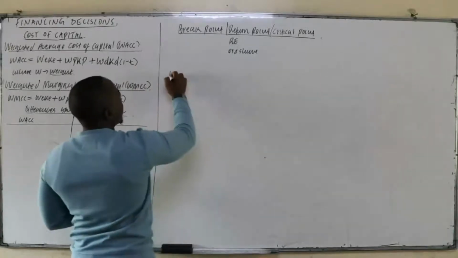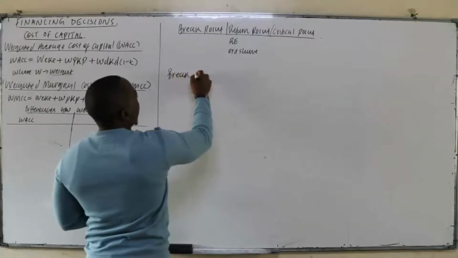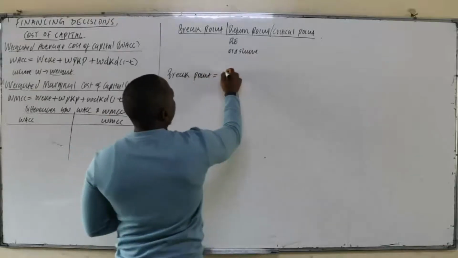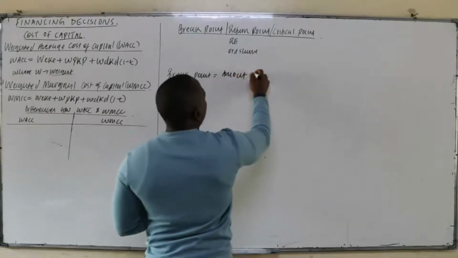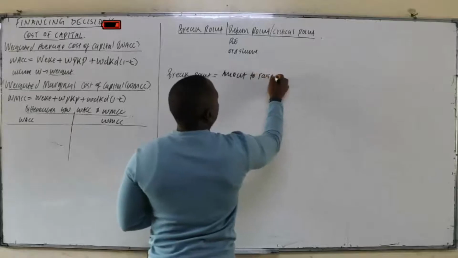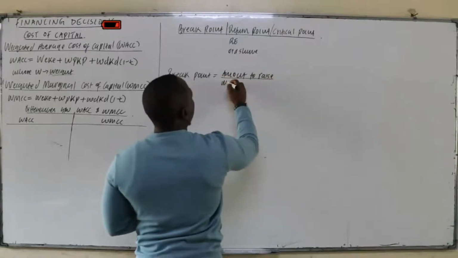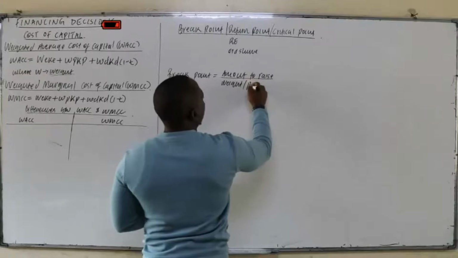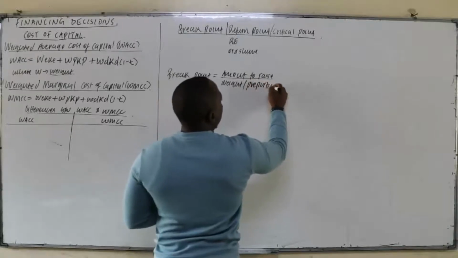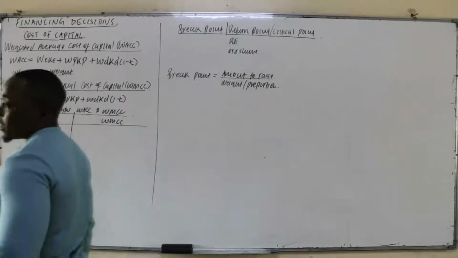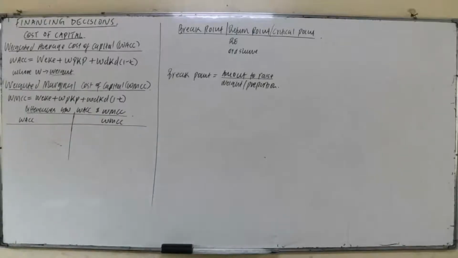And how to determine the breakpoint? To determine the breakpoint, you take the amount and divide by the weights, or proportions.